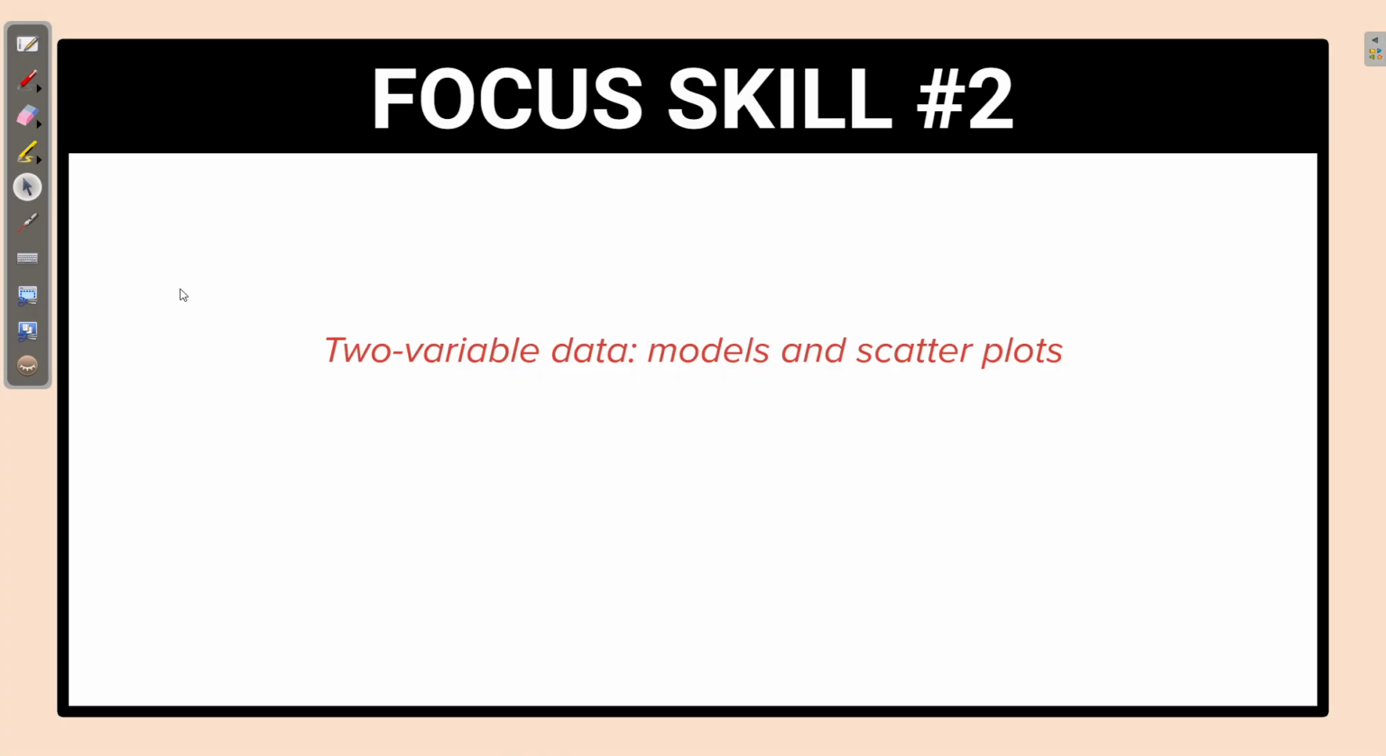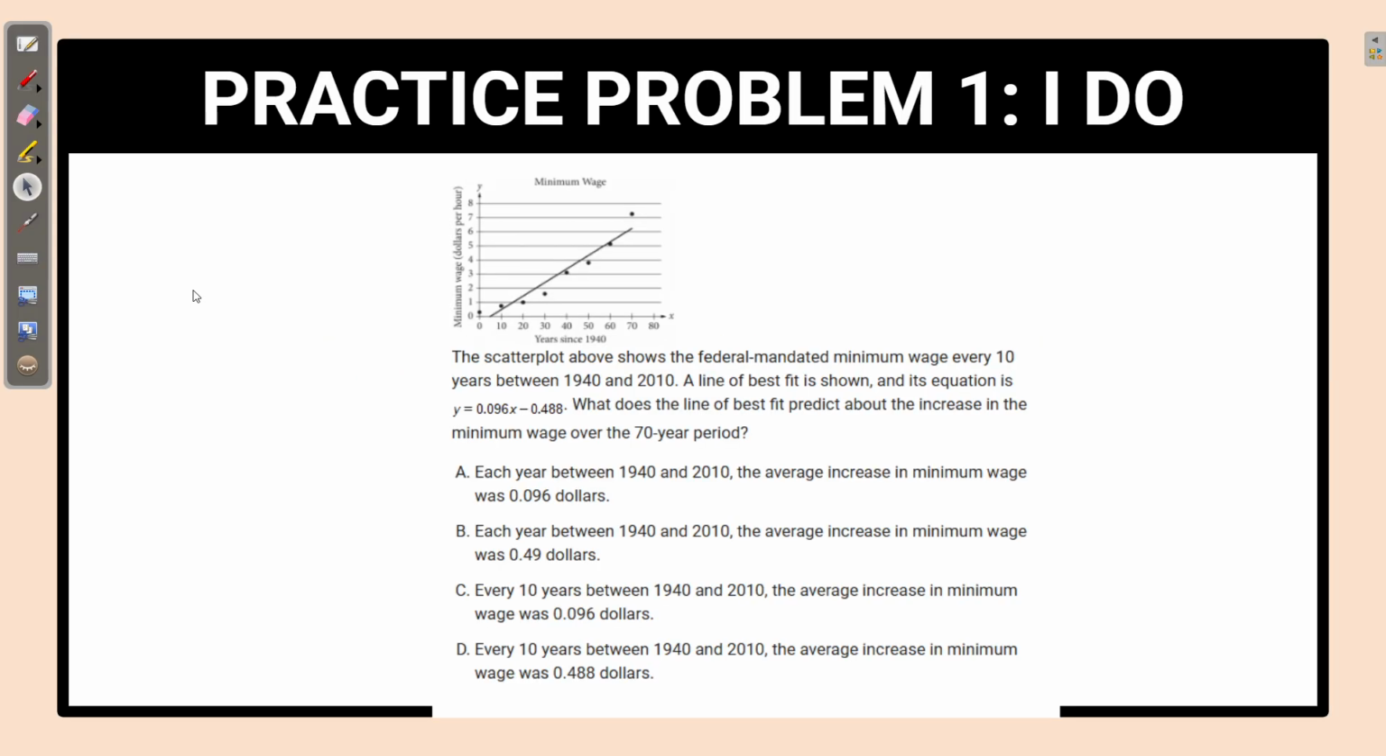Now the second concept that we're going to be looking at today is two variable data, models, and scatter plots. Now stuff like this doesn't include as much actual, well, I don't want to say actual math, but like solving something as much as you need to understand something.